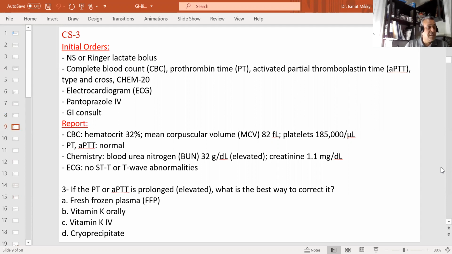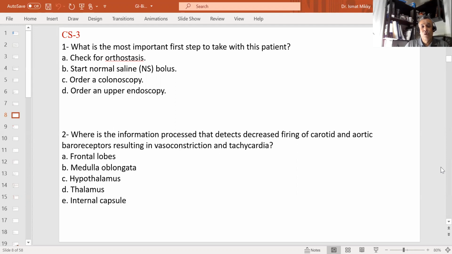So this question 2, what is the information process that detects decreased firing of carotid and aortic baroreceptors? The medulla oblongata, this is from the pathophysiology. The medulla receives the information from the stretch of the mechanoreceptors of the carotid artery, atria, and aortic arch.